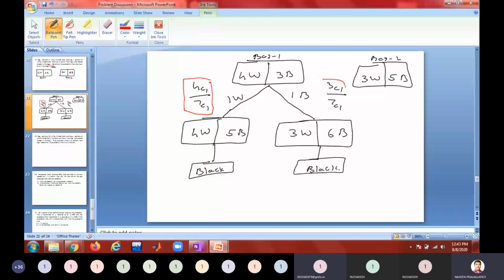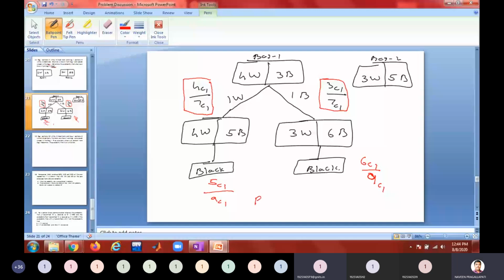Now, what is the probability of drawing a black ball given that a white ball is drawn from the first bag? 5C1 by 9C1. And here, what is the probability of drawing a black ball? 6C1 by 9C1. Okay, now we have two possibilities. A similar kind of problem we did earlier. Okay, now I want the probability of black.